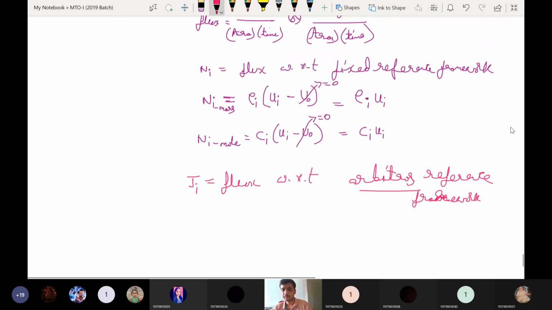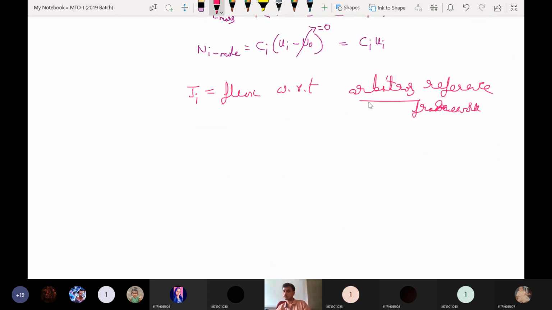Under such conditions, the flux is denoted Ji, flux with respect to some arbitrary coordinate. It need not be only the x or y or z direction or theta direction. Any direction it can take. That's why we call this an arbitrary coordinate system. Then we have to write Ji mass, the mass flux, equal to the mass concentration rho i into ui minus u naught. Now this is an arbitrary coordinate, that's why u naught is not equal to 0, but earlier it is equal to 0 because it was a fixed coordinate system.